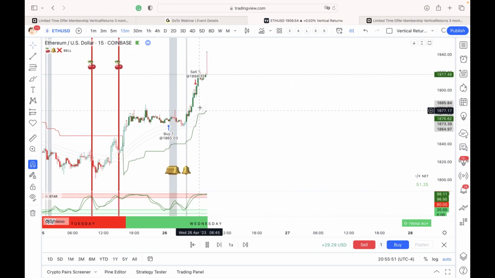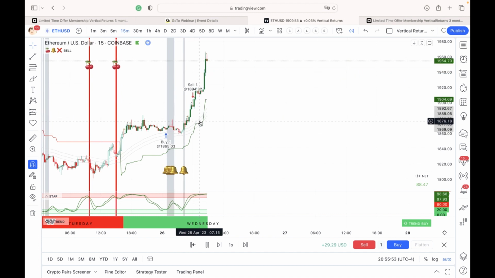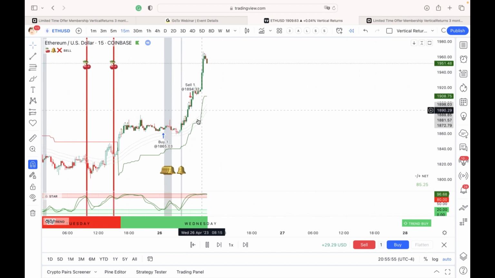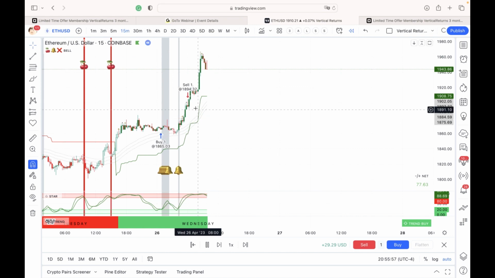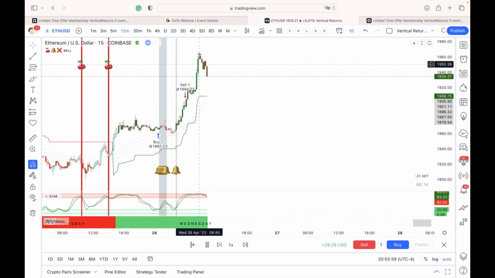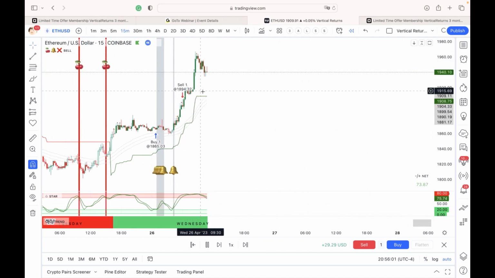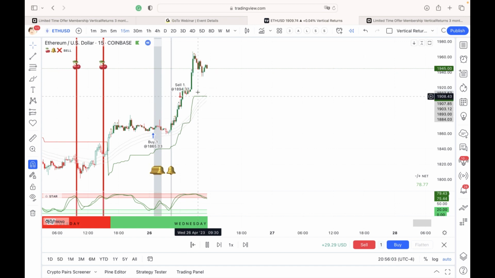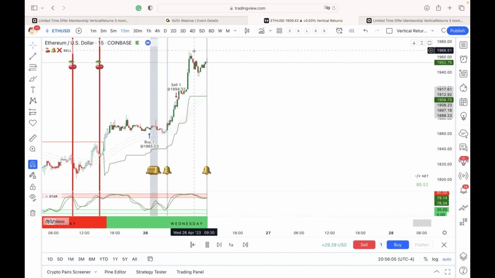So look how high I am. I'm not buying again because, yeah, see how pigs get fat, but hogs get slaughtered? Look how far we are from the Keltner band. I'm going to wait, right? I'm not going to go in. But I could, but it's going to be risk.